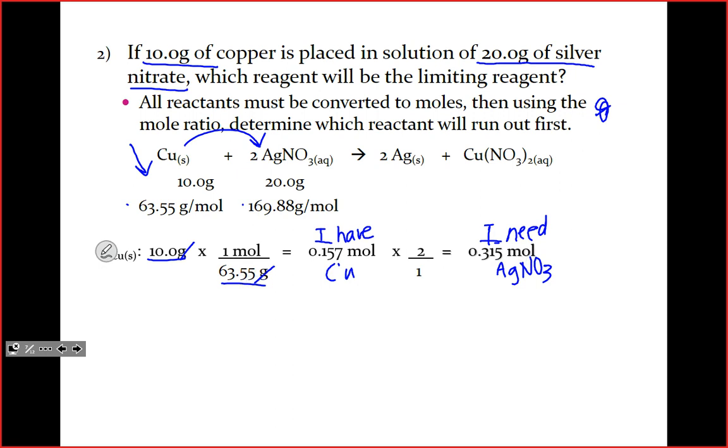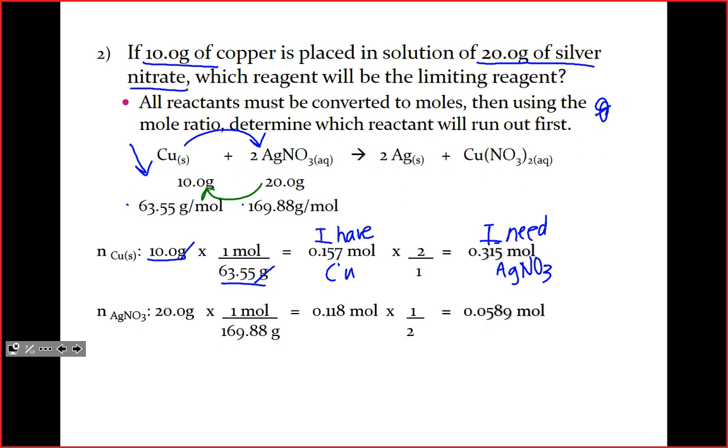Now I'm going to go the other way. Remember, now I'm comparing silver nitrate to copper. So I have my 20 grams of silver nitrate. There's my molar mass of silver nitrate. I have 0.118 moles of silver nitrate. Now I'm going to figure out how much I need of copper. So here's my copper, here's my silver nitrate. And remember, that comes from the balanced equation. So this is what I need of copper.